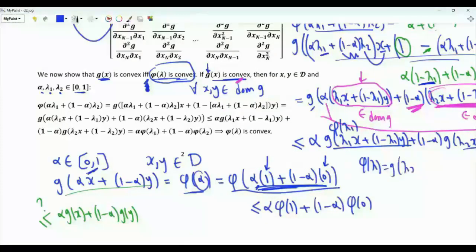Phi of lambda is g of lambda x plus 1 minus lambda y. If lambda is equal to 1, we get g of x. If lambda is equal to 0, we get g of y. This inequality is true. G is convex if and only if phi is convex.